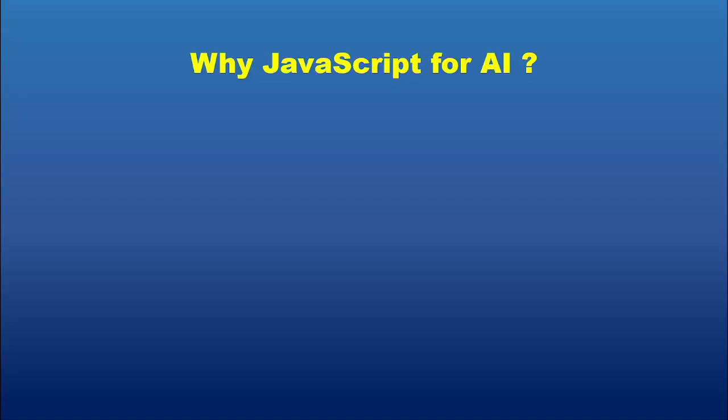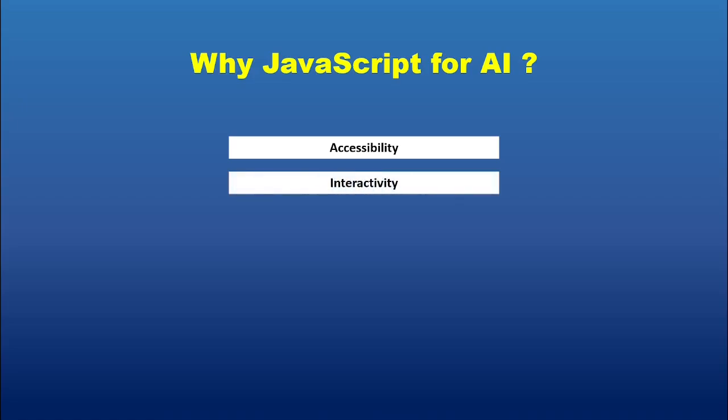Before jumping into the technical details, let's address the big question: why use JavaScript for AI? Accessibility. JavaScript runs in the browser, making it incredibly easy to experiment with code. You don't need complex setups, a simple browser and a code editor are enough. Interactivity. JavaScript allows you to build interactive AI applications, like chatbots or games, directly on the web. Ecosystem. Libraries like TensorFlow.js and Brain.js make it possible to run machine learning models entirely in JavaScript.